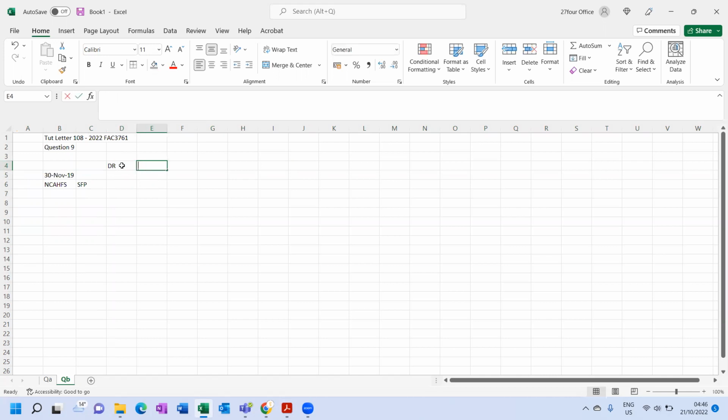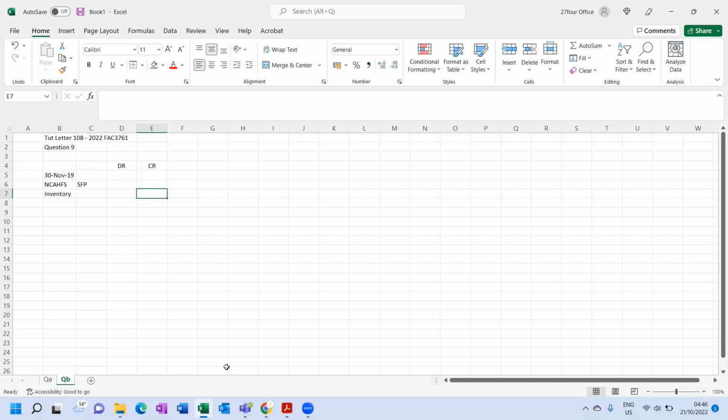Non-current assets is an asset, therefore assets are increasing. Assets increase on the debit side. What is decreasing? Inventory is decreasing. Inventory is an asset, and assets decrease on the credit side. So we're going to have a credit.